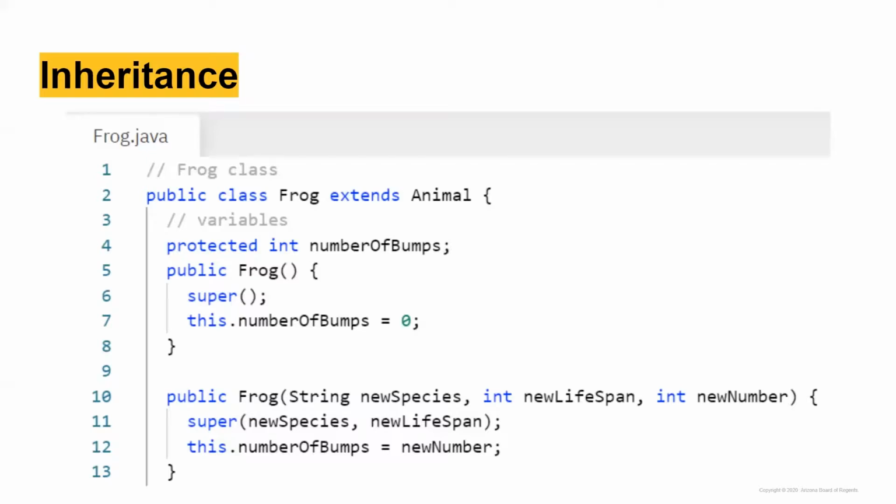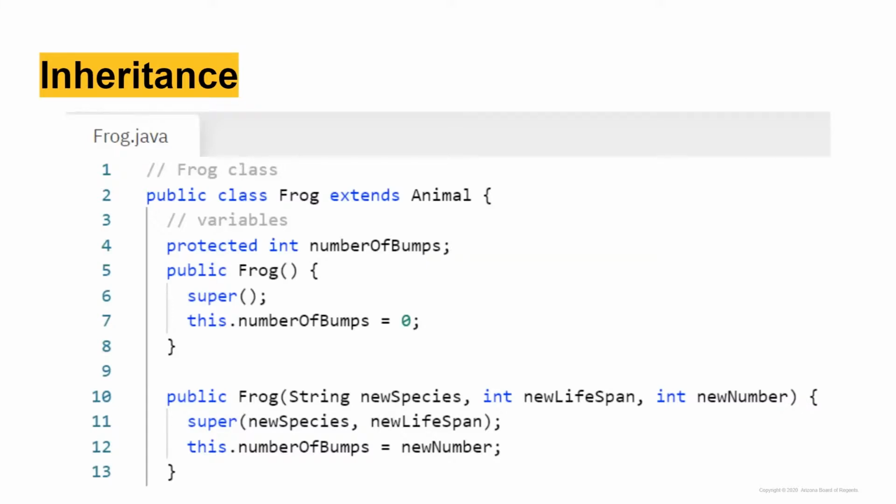And then we have a parameterized constructor called public frog. Again, it has the same name, but that's okay since it has a different number of parameters and different types of parameters. And we want the string of the species name, an integer for its lifespan, and an integer. I just called it new number because I didn't want to make it a super lengthy name. But that's just going to go to the number of bumps.